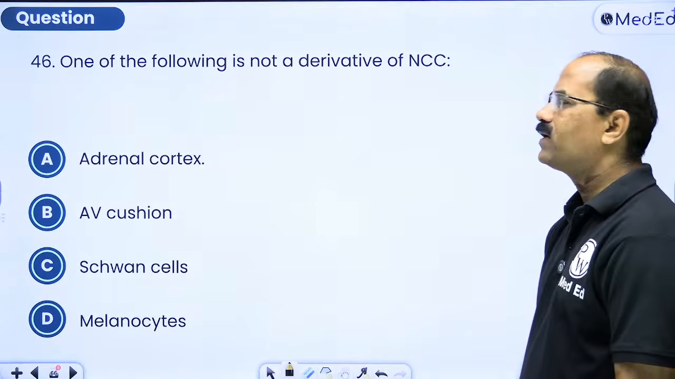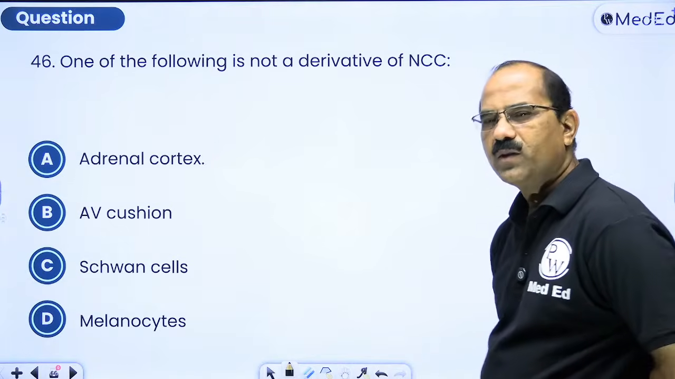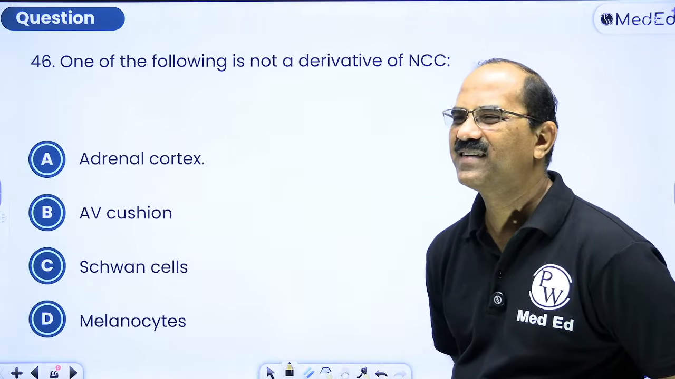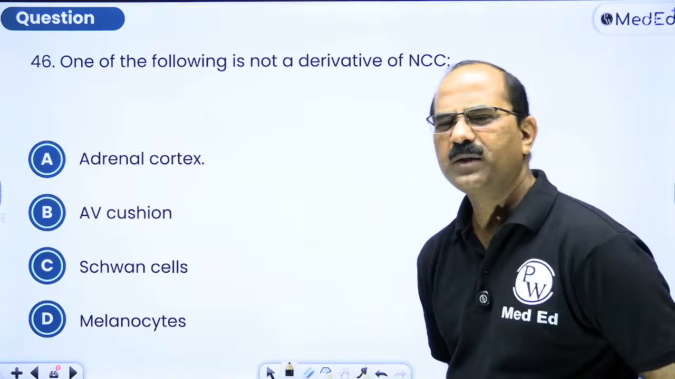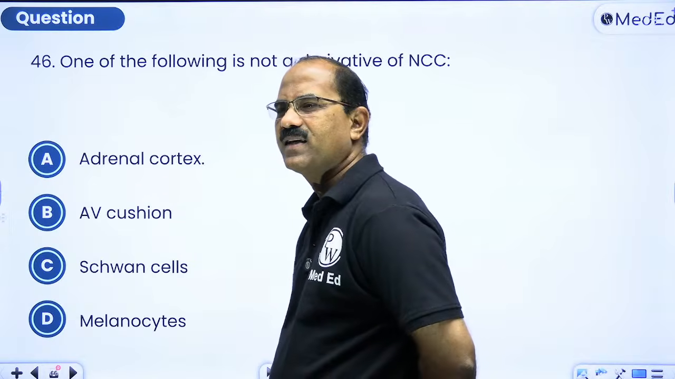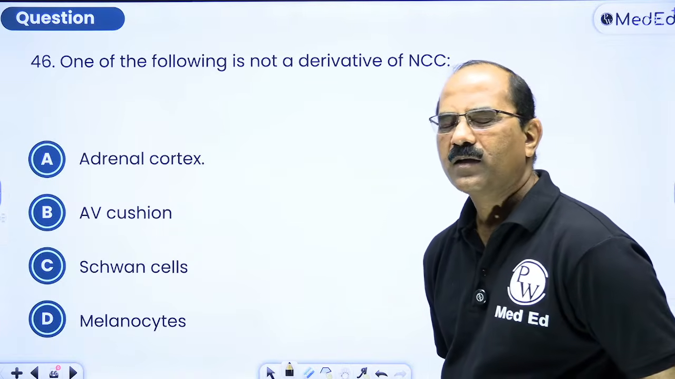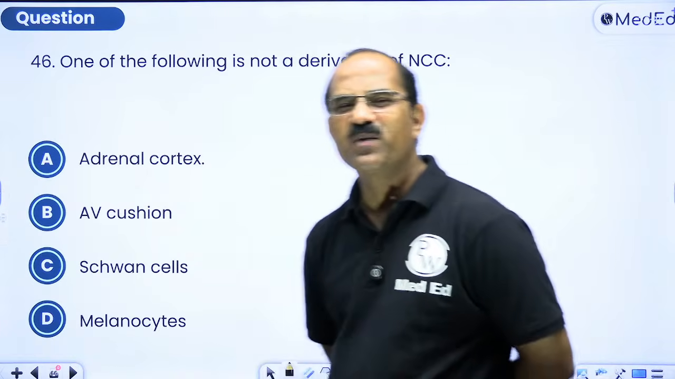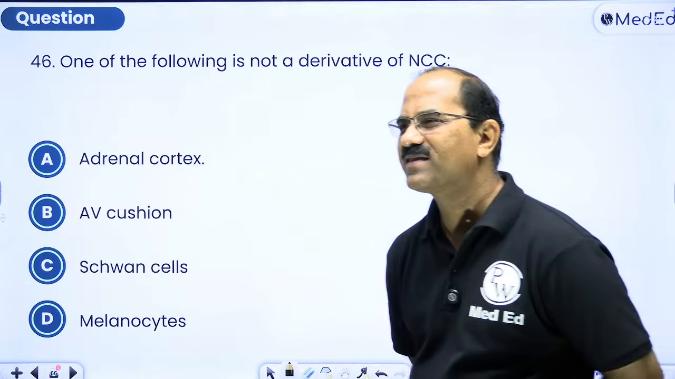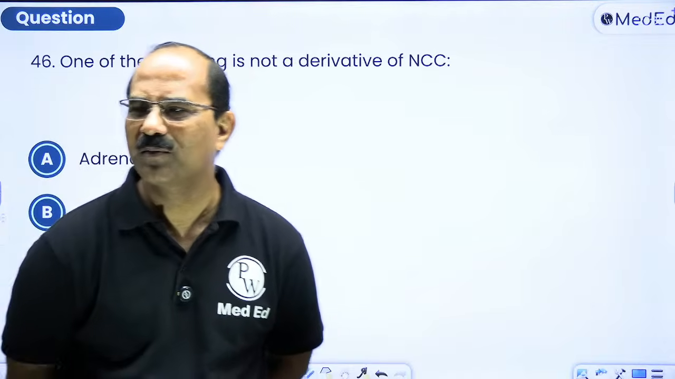One of the following is not a derivative of neural crest cells. Can you say? This is easy. Neural crest cells. Come on, children, answer this. This you should know. Yes, this is very important. I mean, this you may be knowing. Any guesses? Come on, students, come on. Last 3-4 MCQs are left now. Come on, be quick. Answer. One of the following is not a derivative of neural crest cells. What will be the answer? Answer this. This is very important.